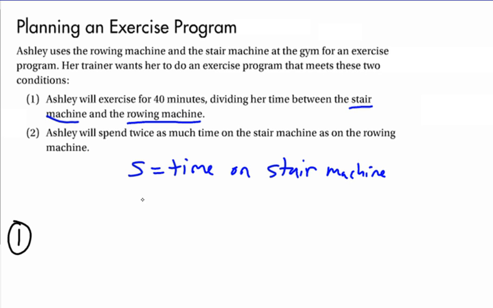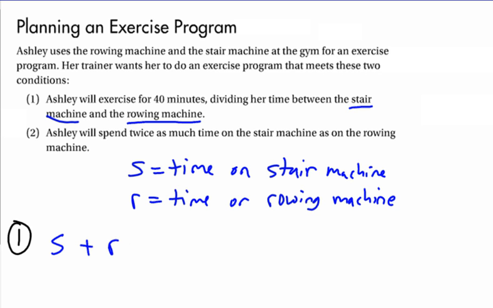Okay. So hold on here. R is going to be time on rowing machine. We're going to use those two variables to write two equations, actually. Let's look at the first one and see if we can make an equation from number one. Ashley will exercise for 40 minutes, dividing her time between the stair machine and the rowing machine. So let's just say the stair machine time plus the rowing machine time is going to be equal to 40 minutes. Am I right? I think that's how it would work. That's pretty basic. Let's then look at number two. Ashley will spend twice as much time on the stair machine as on the rowing machine.